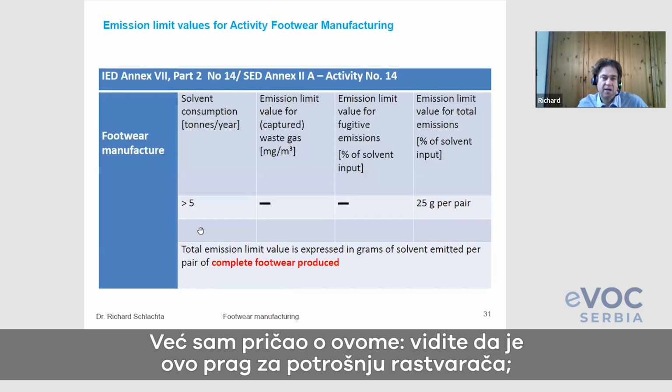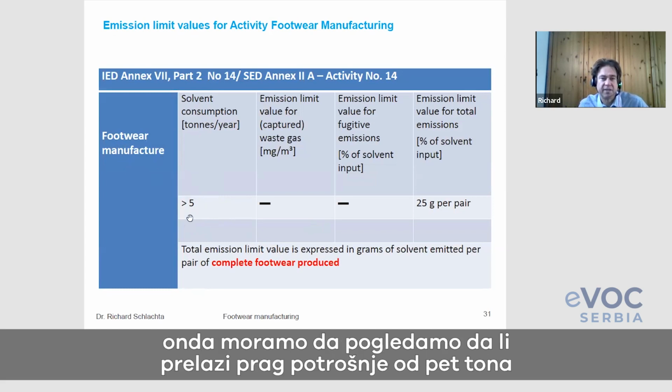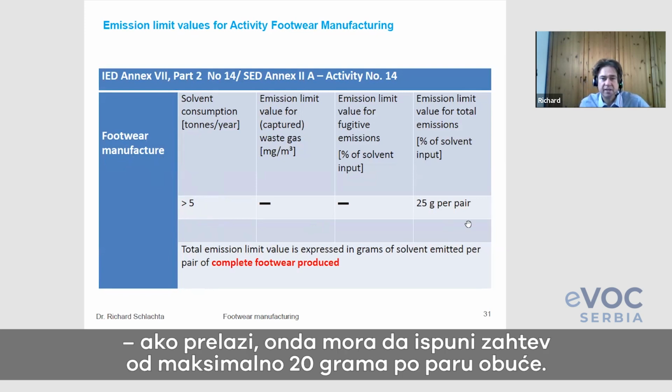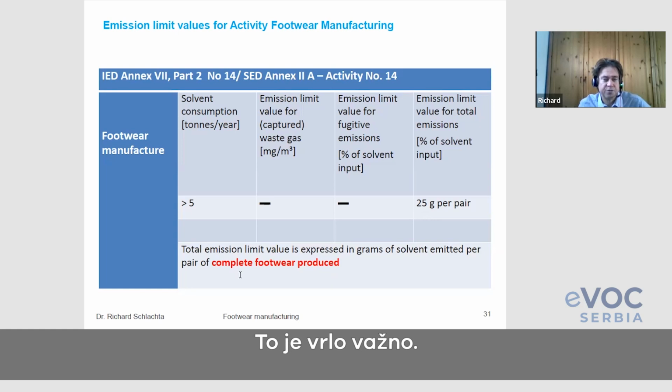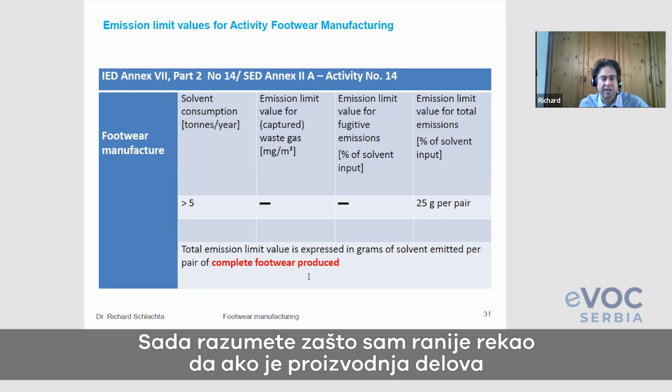So I mentioned it already. You see that this is a solvent consumption threshold, and if you have identified the installation as a footwear manufacturing activity, we have to look: are the 5 tons of solvent consumption exceeded? Yes, then that installation must comply with 20 gram per pair. You see, that footnote is very important. That 25 gram now refers to the complete footwear that is produced in that company. So now you can understand what I mentioned before.